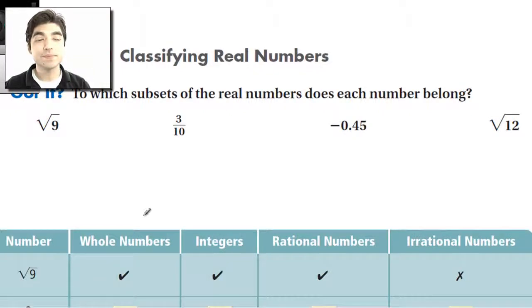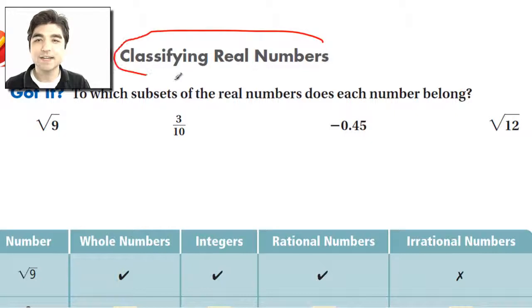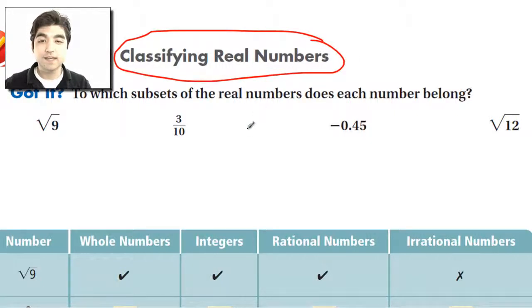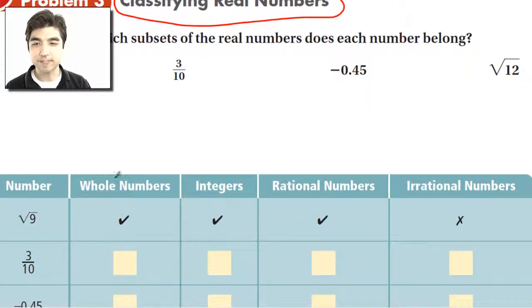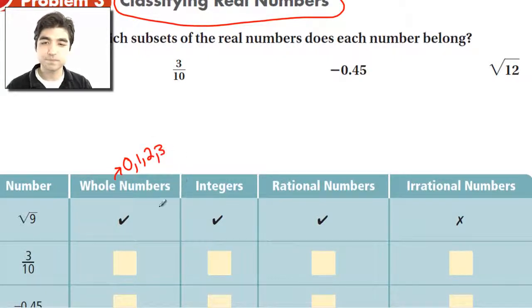Okay, so this is example 3 for section 1.3, and it wants us to classify real numbers. Now, there's different types of numbers, and mathematicians have given certain types of numbers different names. Now, let's examine what those names are. The first one is called whole numbers. So this includes any numbers that start from 0 and that are whole numbers like 1, 2, and 3.